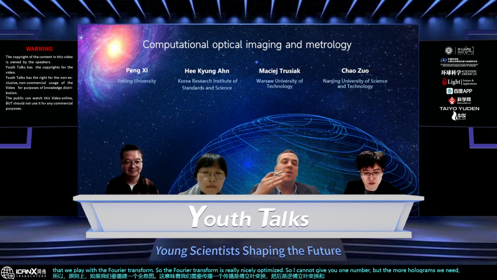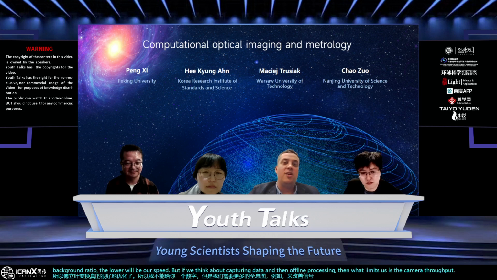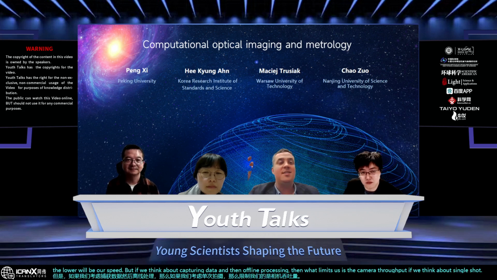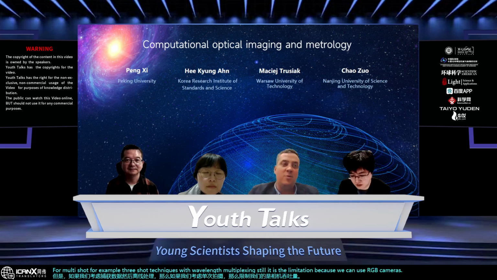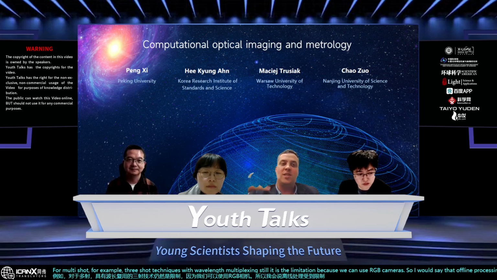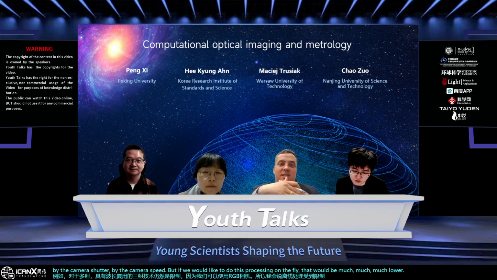But if we think about capturing data and then offline processing, then what limits us is the camera throughput. For single shot, or for multi-shot, for example 3-shot techniques with wavelength multiplexing, it is still a limitation because we can use RGB cameras. So I would say that offline processing is limited by the camera shutter, by the camera speed. But if we would like to do this processing on the fly, that would be much lower. It would depend strongly on the ability to transfer data, process it, and visualize it.